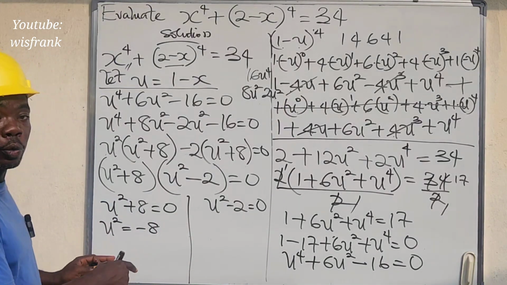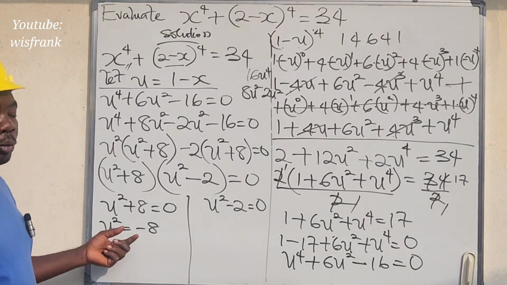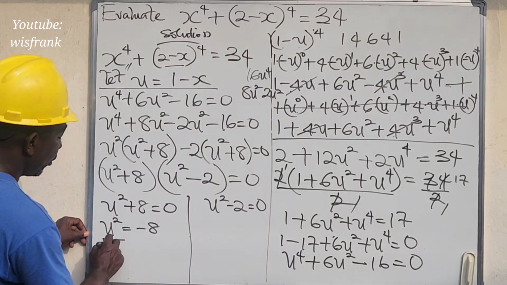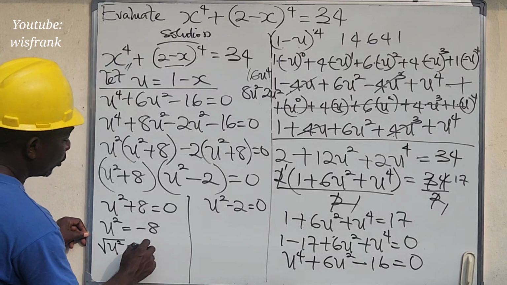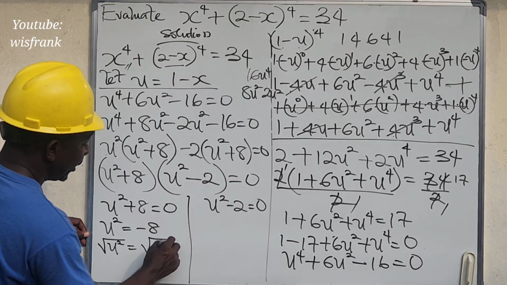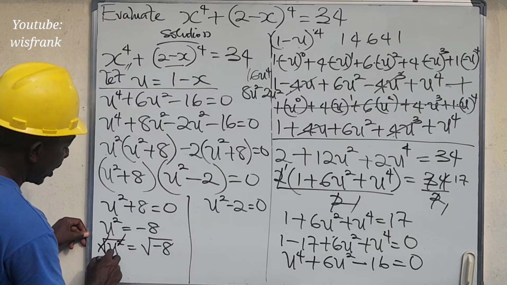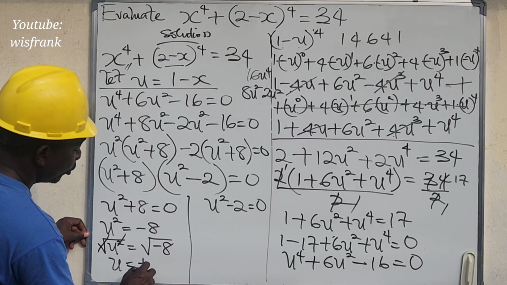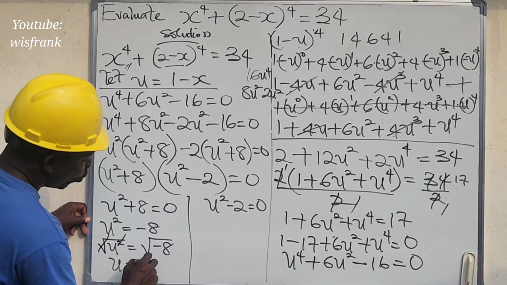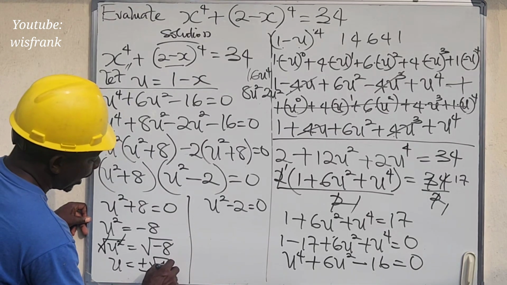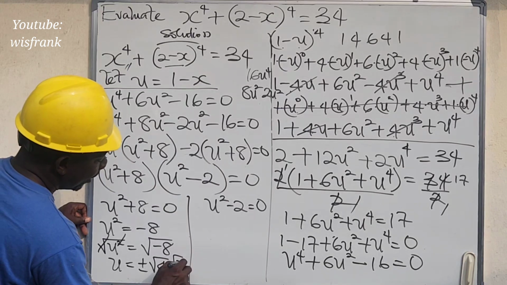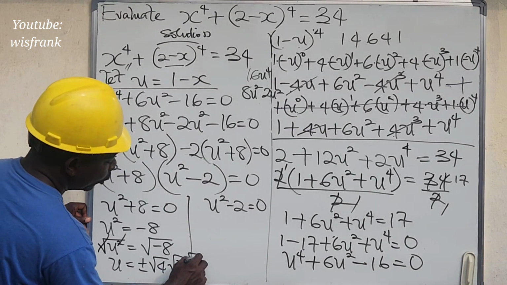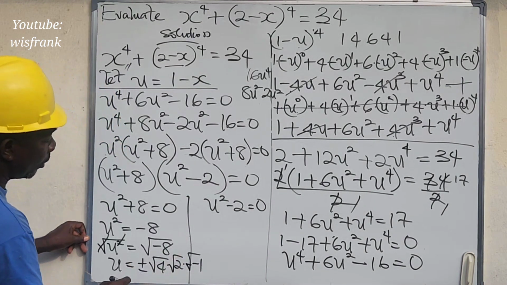For us to find the value of u, we need to bring in square root to both sides. So this will become square root of u to the power of 2 equals to square root of minus 8. So this will cancel here, and we have u equals to plus or minus square root of 4 times square root of 2 times square root of minus 1. So this is what we have.